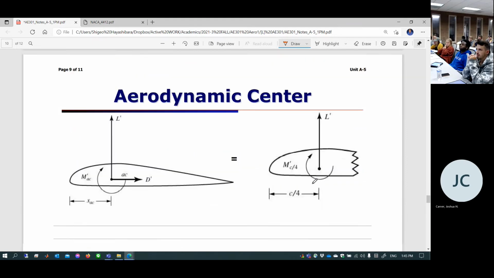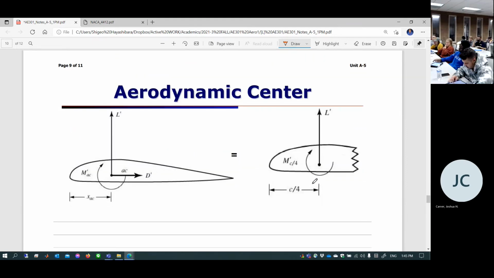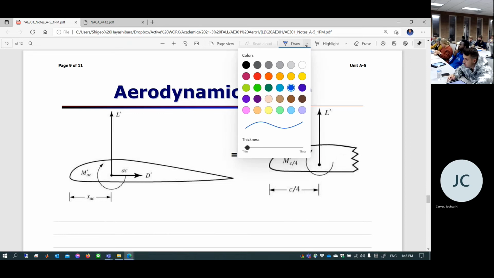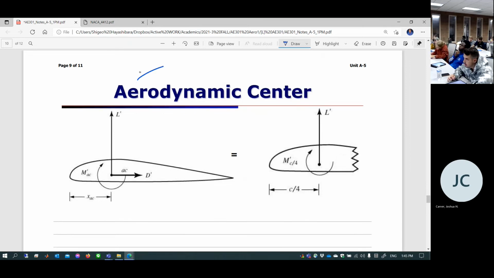Aerodynamic center, that's one. That's the idea of aerodynamic center. Basically, the aerodynamic center is a fixed location. It's a big difference. So this is what we want to use as a reference point for flight mechanics or airplane design, either way.